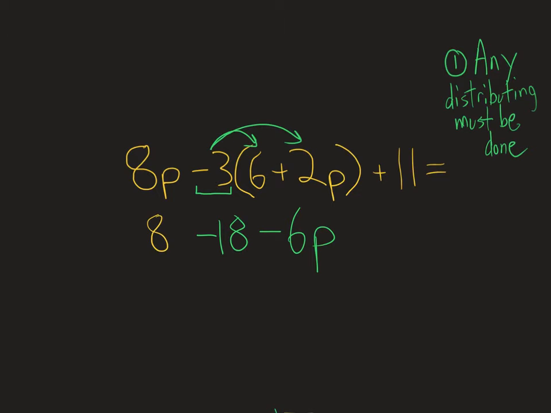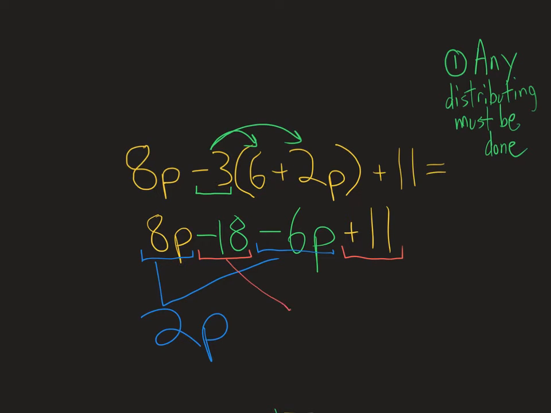And now we'll just copy down what we had before. From here, I'm just going to look for any like terms and put those together. I've got some p's. I've got some more p's. 8 minus 6, well, that's pretty simple, 2p. Then I've got two constants, negative 18 and 11 is minus 7. And done, that's all there is to it.